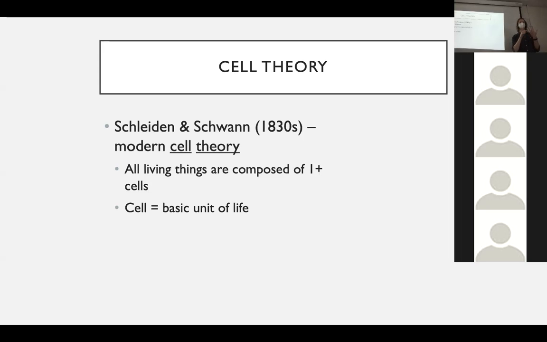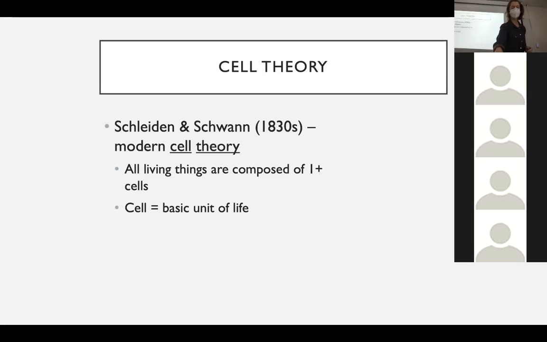I'm going to give you 3 different points of the cell theory. And they came up with the first 2, which are here. That is that all living things are composed of at least 1 cell. So if something is made of a cell or more than 1 cell, it's considered alive. And this goes hand in hand with that the cell is the basic unit of life. So if something is not made of cells, then it is not alive. And life is basically built up from that cellular level. All right, so that's Schleiden and Schwann in the 1830s.